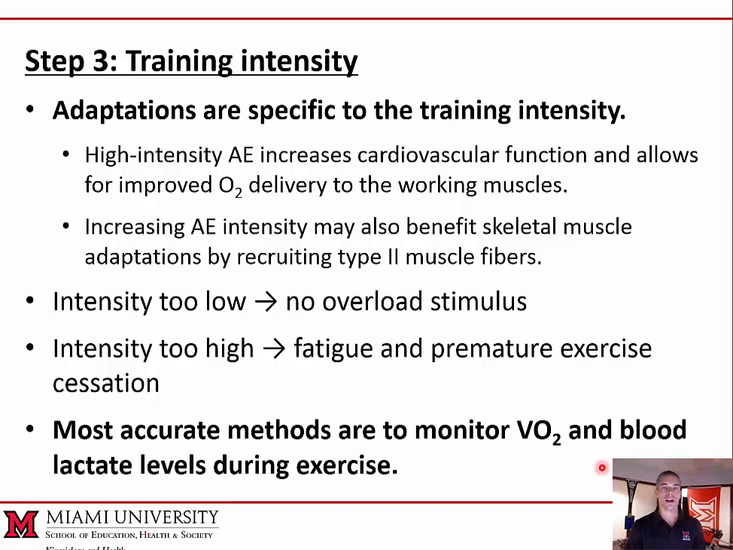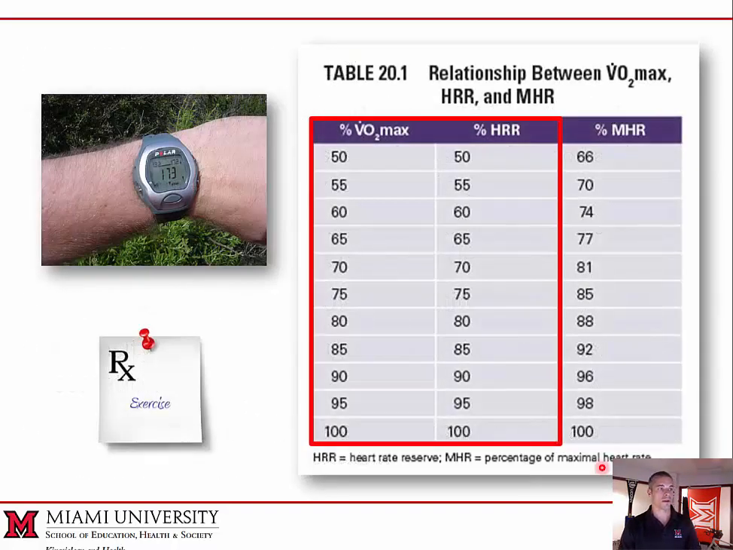Now, in terms of monitoring exercise intensity, the most accurate methods occur within the laboratory, and that's by monitoring VO2 or oxygen uptake and blood lactate levels during exercise. However, as most of us are aware, not all athletes have access to sophisticated equipment within the laboratory. Therefore, the most common measure of exercise intensity, particularly during aerobic exercise, is using one's heart rate.